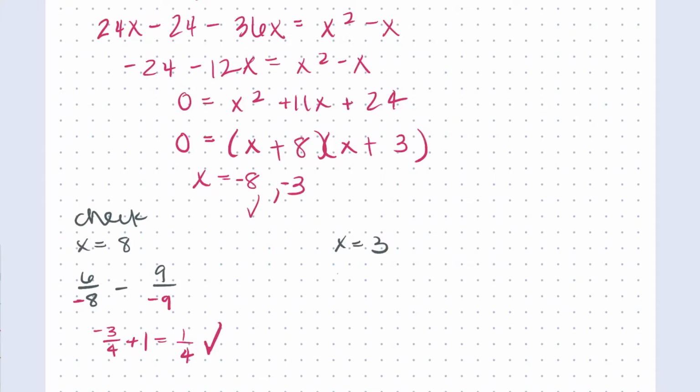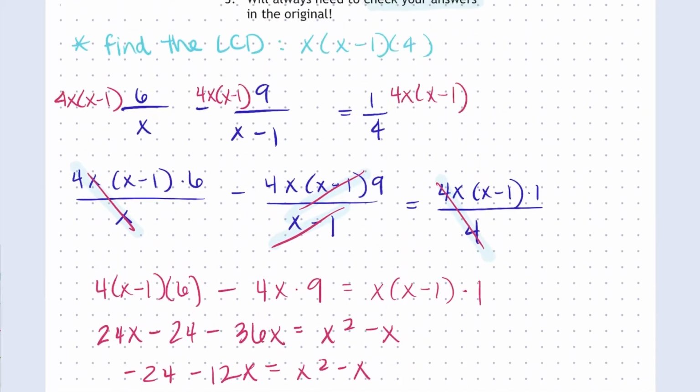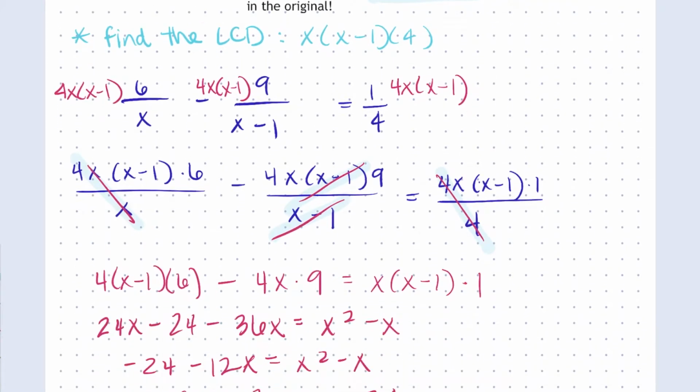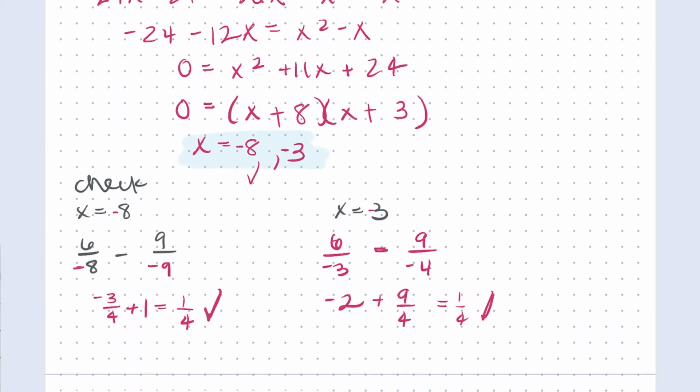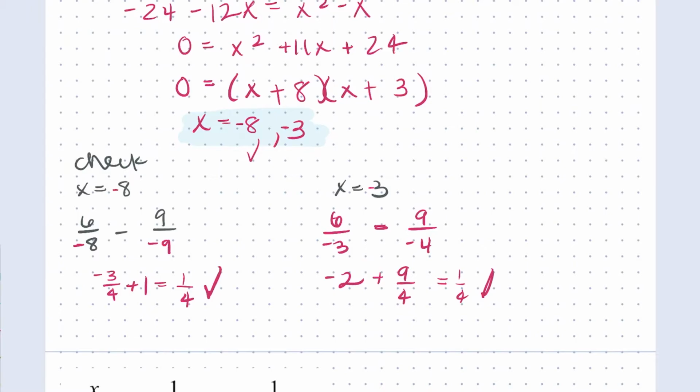This will be negative, this is negative 3 by the way. So this will be 6 over negative 3, which is negative 2, minus 9 over negative 4. So it's going to be negative 2 plus 9/4, which is negative 8/4 plus 9/4, which is 1/4. So both check out and both work. So our solutions to this equation right here are negative 8 and negative 3. Okay?